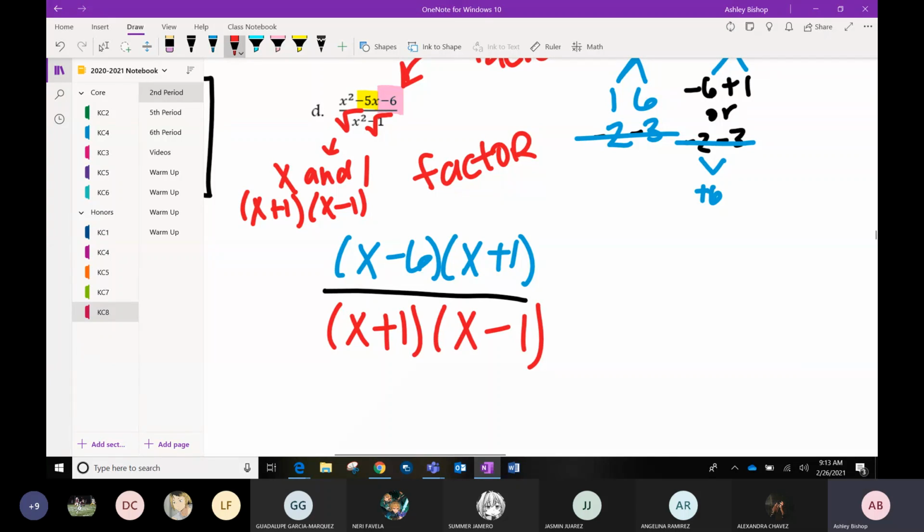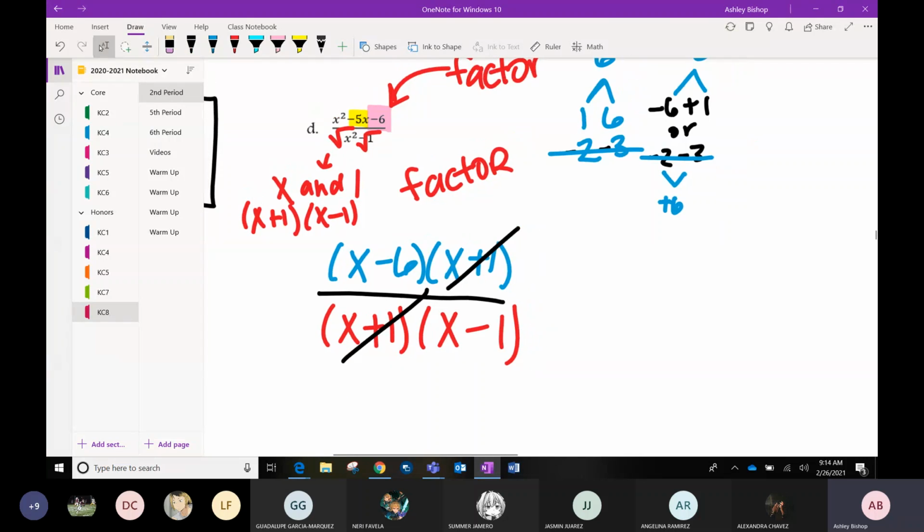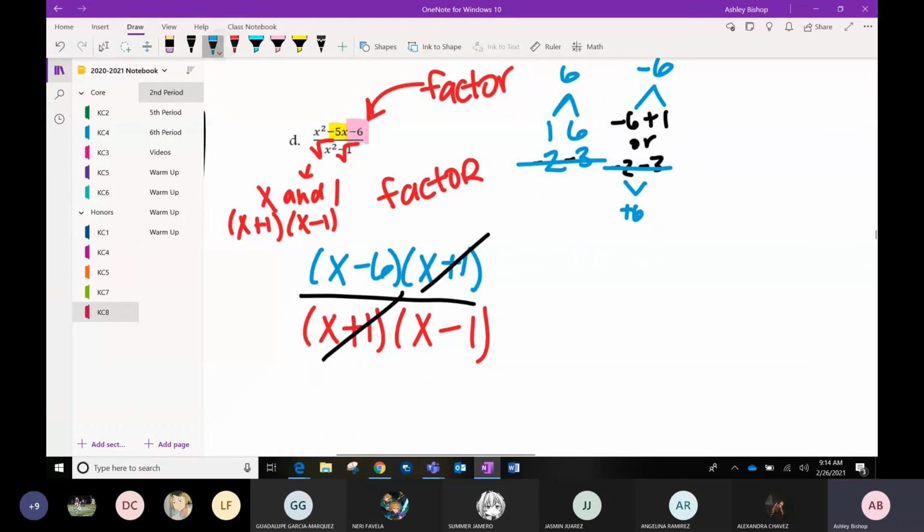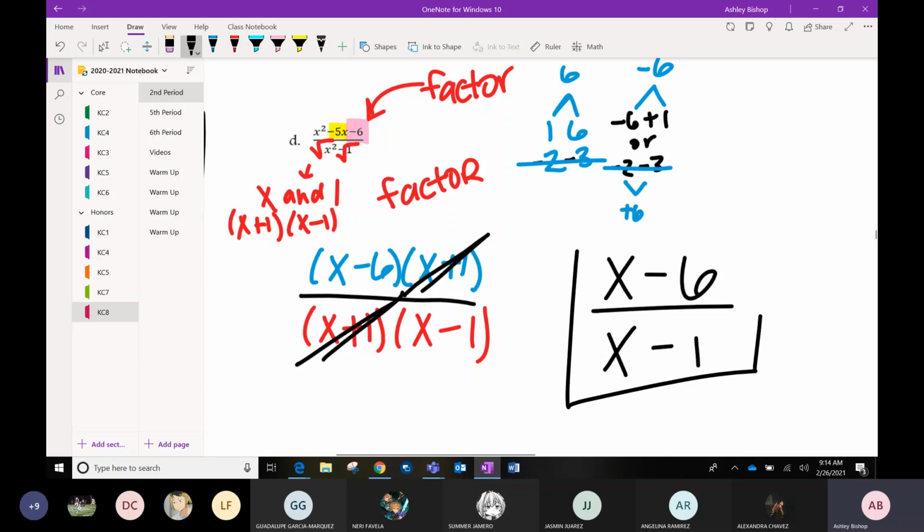And I hope you agree with me that the x plus 1s will cancel after I get there. So I factored the top and I factored the bottom, which we've done already when we find vertical asymptotes. I'm not finding holes and I'm not finding vertical asymptotes. I'm just canceling and rewriting. So the x plus 1s cancel, and my answer is going to be just what I have left. I have x minus 6 on top and x minus 1 on bottom. That's all that I am left with.